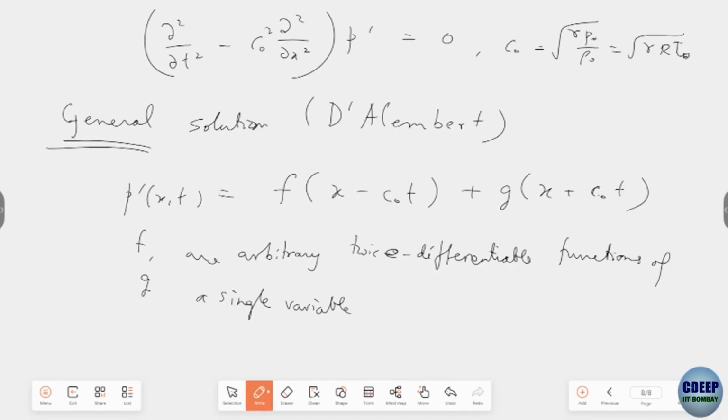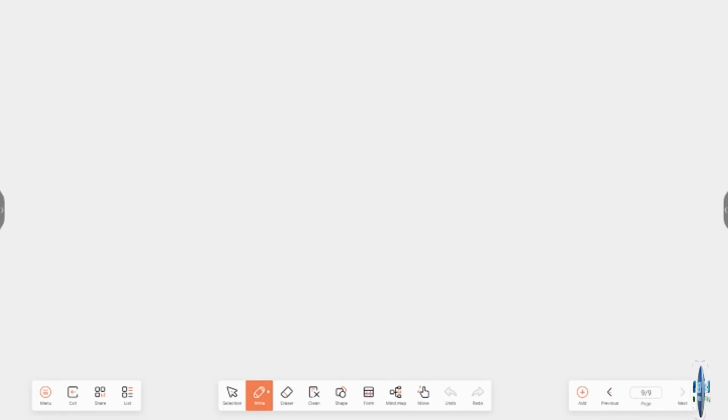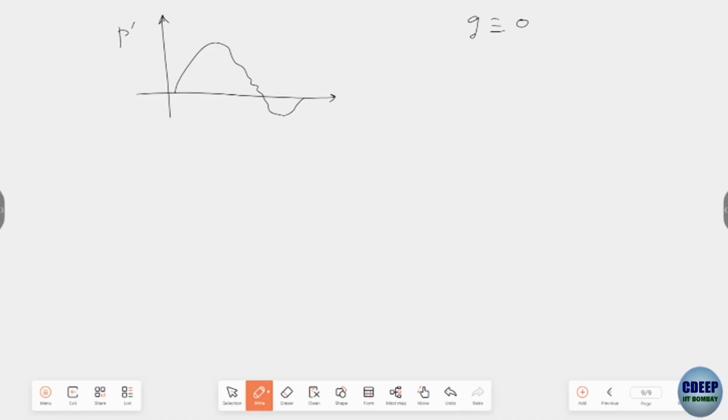What does it tell you physically now? What he is talking about is this kind of idea: suppose my p prime is given by an arbitrary function. So suppose this is a function. Suppose for the moment that g is equal to 0, so that this is exactly f.